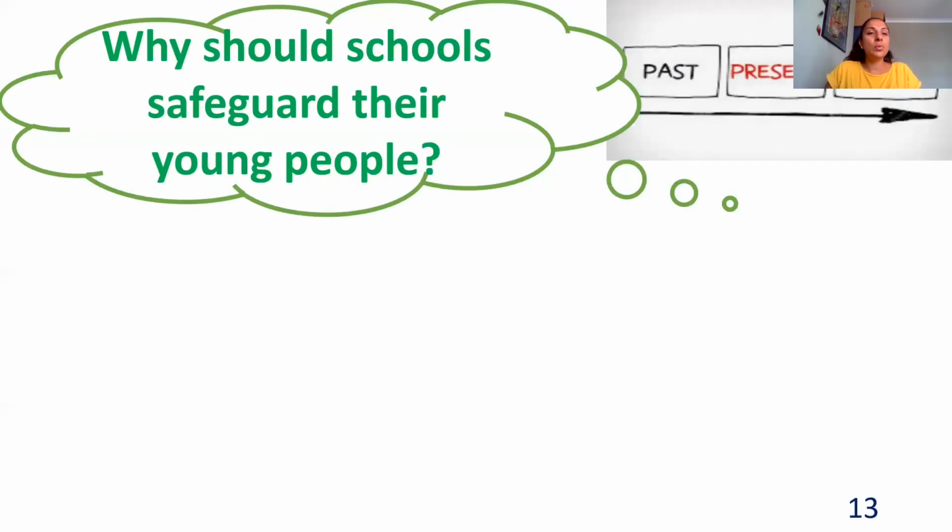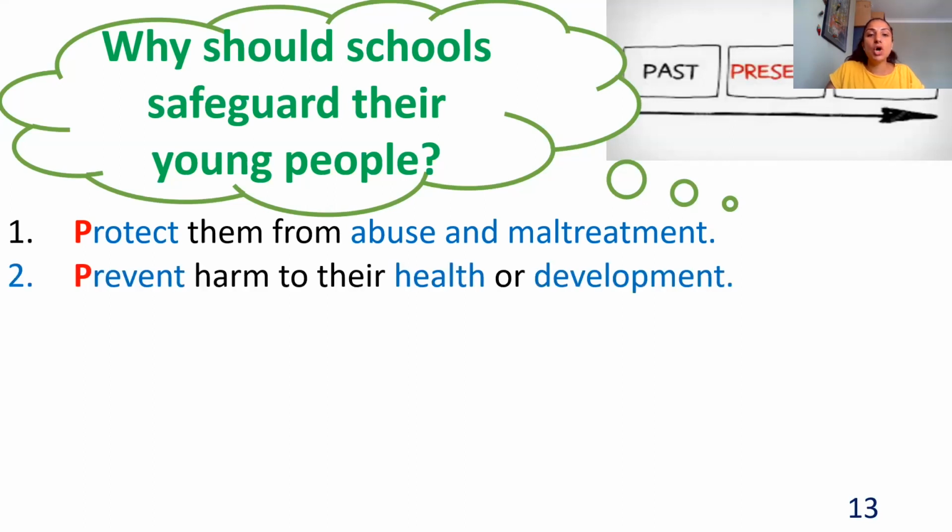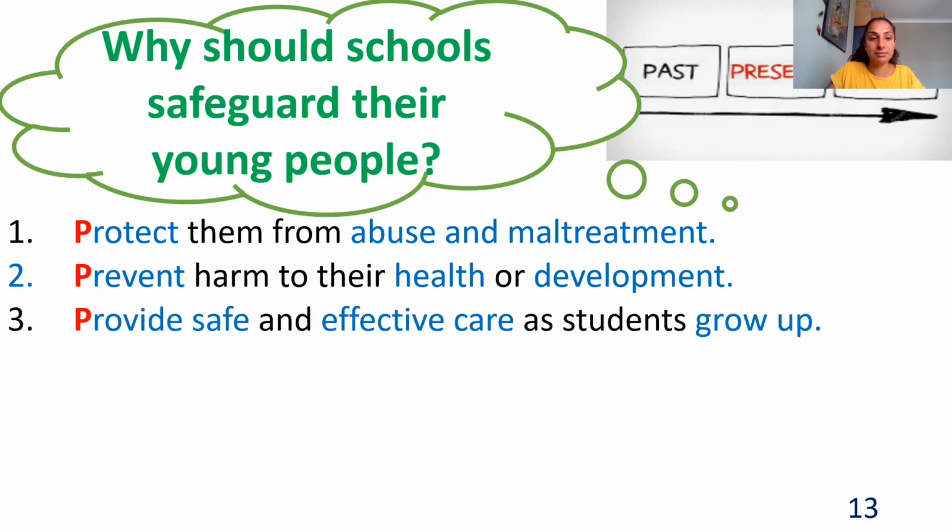We're continuing on with why should schools safeguard their young people? As mentioned, protect them from abuse and maltreatment. Abuse and other forms of adverse childhood experiences not only increase risk-taking behaviour among young people, but also lead to a range of health issues that I outlined on the previous slide. It also prevents harm to the health and development of that young person. It provides safe and effective care as students grow up.